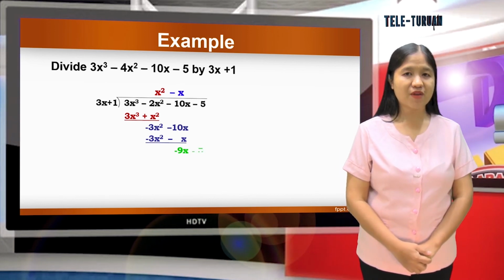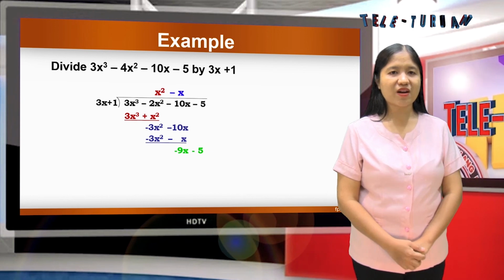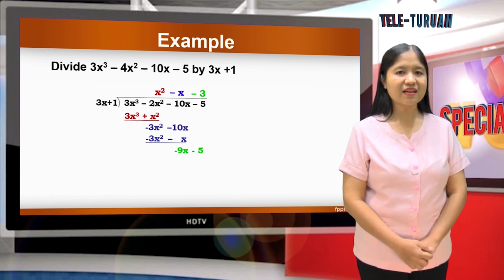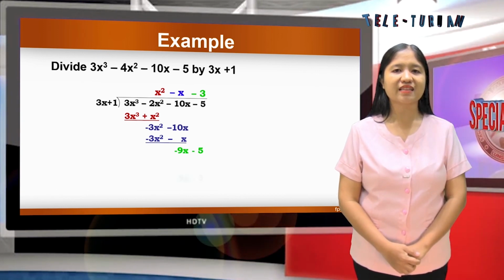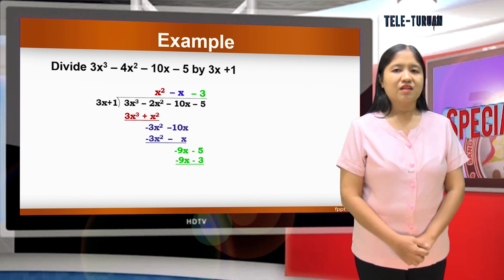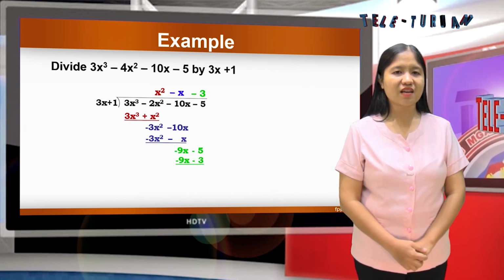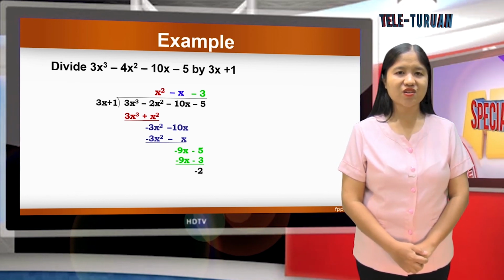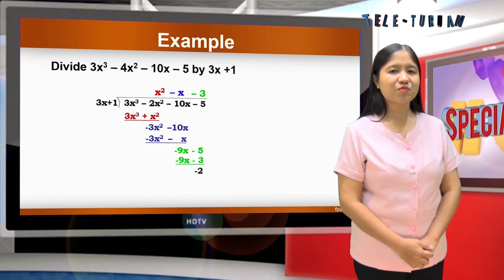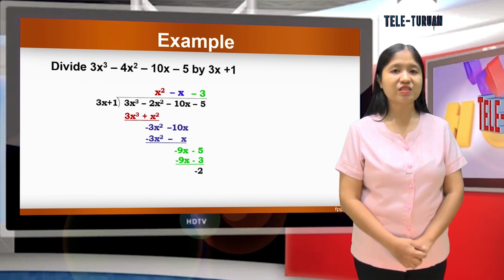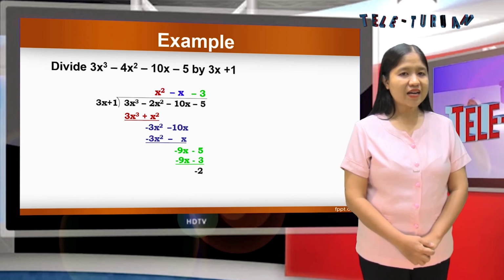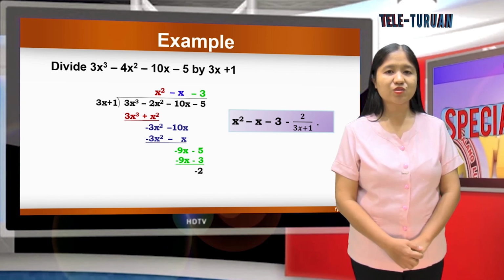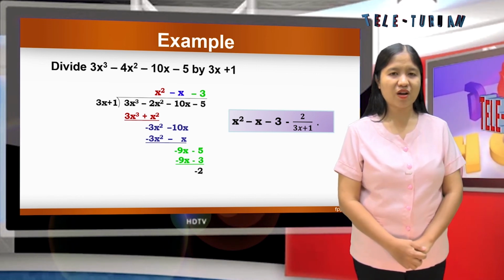Bring down negative 5. Negative 9x divided by 3x is equal to negative 3. Negative 3 times 3x plus 1 is negative 9x minus 3. Subtract negative 9x minus 3 from negative 9x minus 5. The answer is negative 2. Since negative 2 is less than the divisor, we have to stop. The final answer is x squared minus x minus 3 minus 2 all over 3x plus 1.